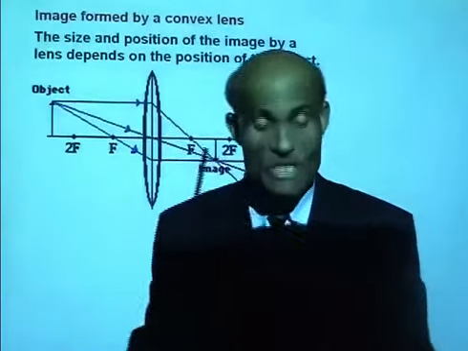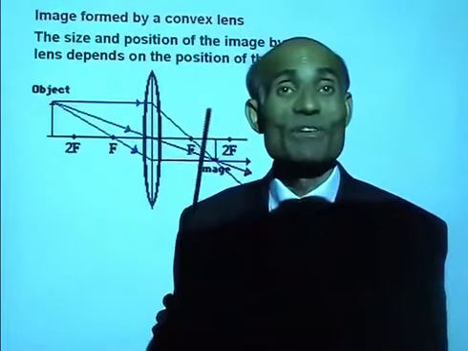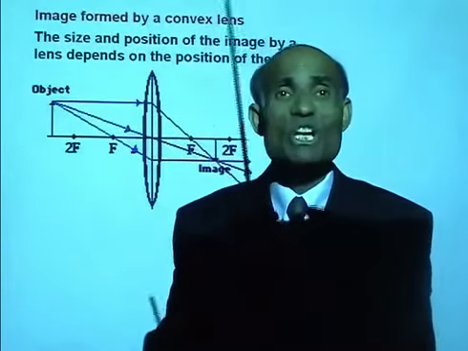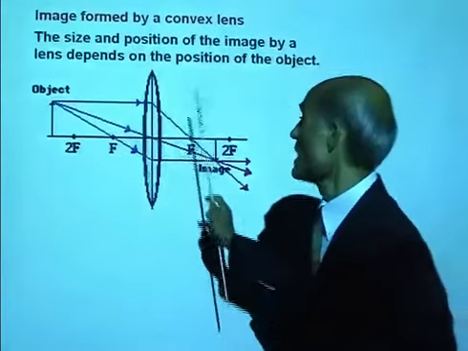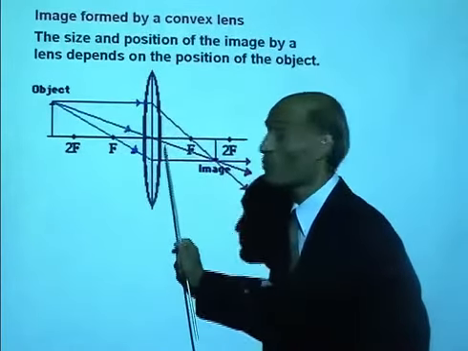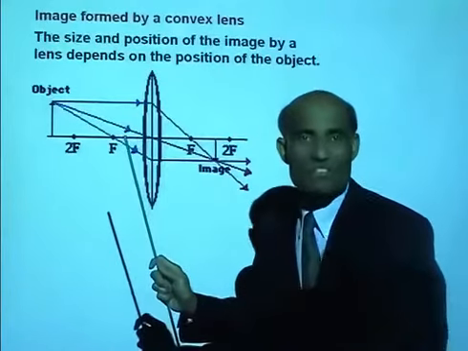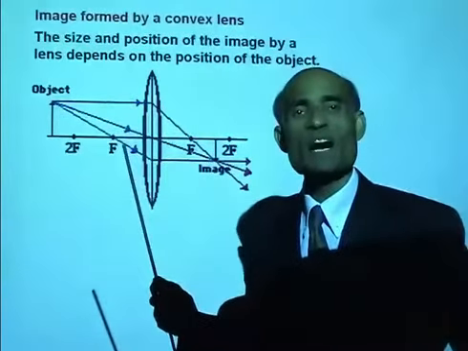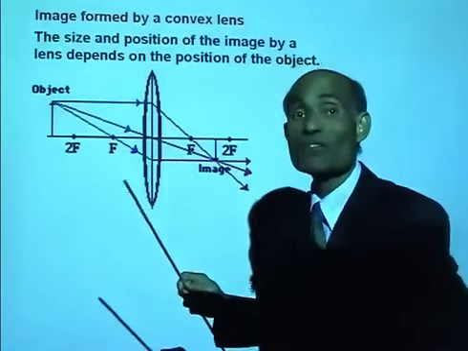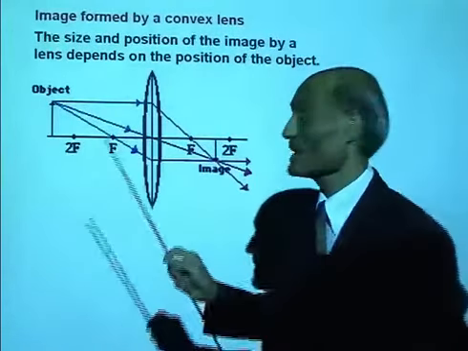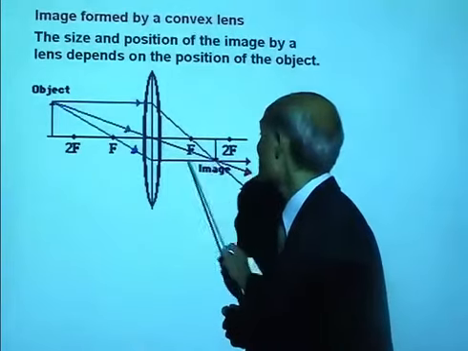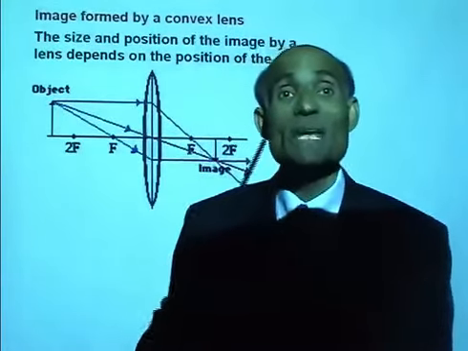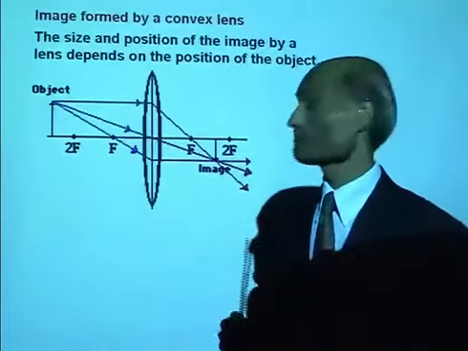And where is the image formed? The image is formed where light rays actually converge. In other words, after passing through the lens, these refracted rays, you understand what refracted rays are? Rays that, after passing through the lens, are called refracted rays. They will meet at a point, and the point where they meet is where the image is obtained.